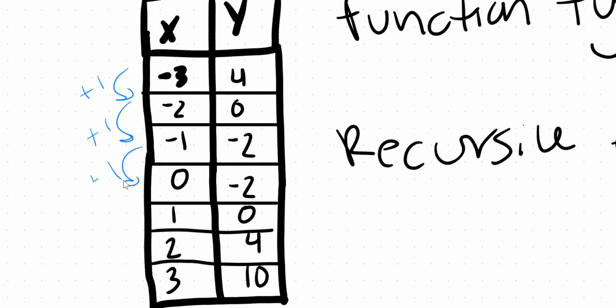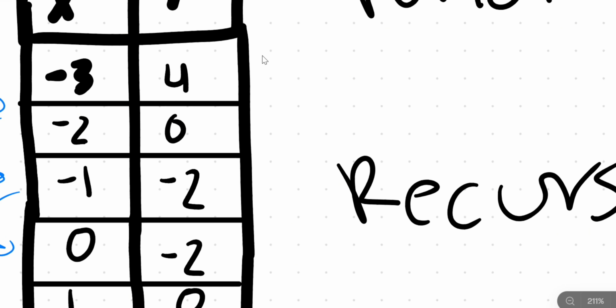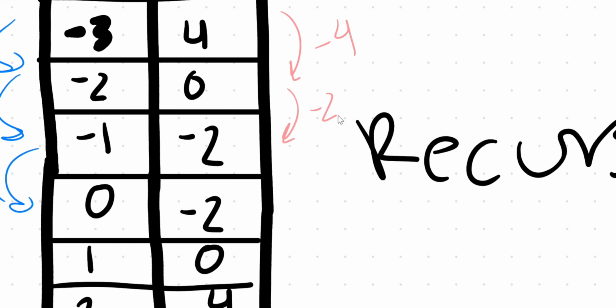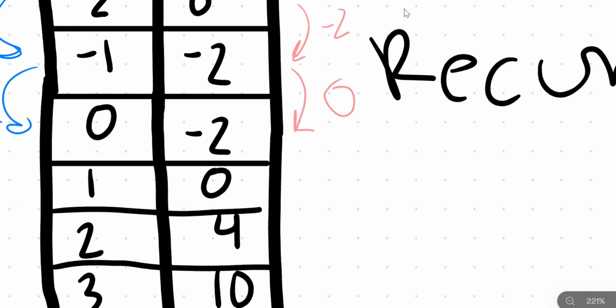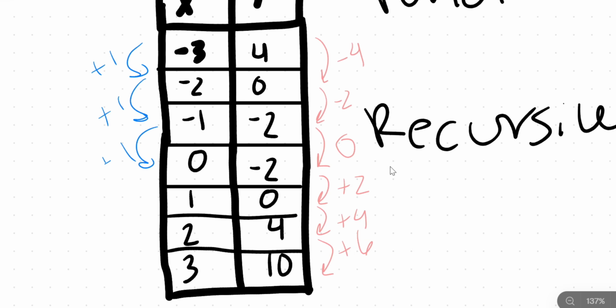Now, on the y values, we can see we're going up 4, then 2, then 4. Wait, is that right? Hold on, guys, I'm lying to you. I just lied to you guys. So here on the y value, we are going down 4, then we are going down 2, then we're going down 0, then we're going back up 2, back up 4, and back up 6. So there's definitely not a common first difference.